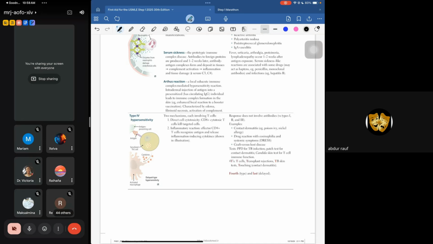Let's move to the last one, right? So the last one is type 4 hypersensitivity reaction. So the last one is type 4 hypersensitivity reaction.